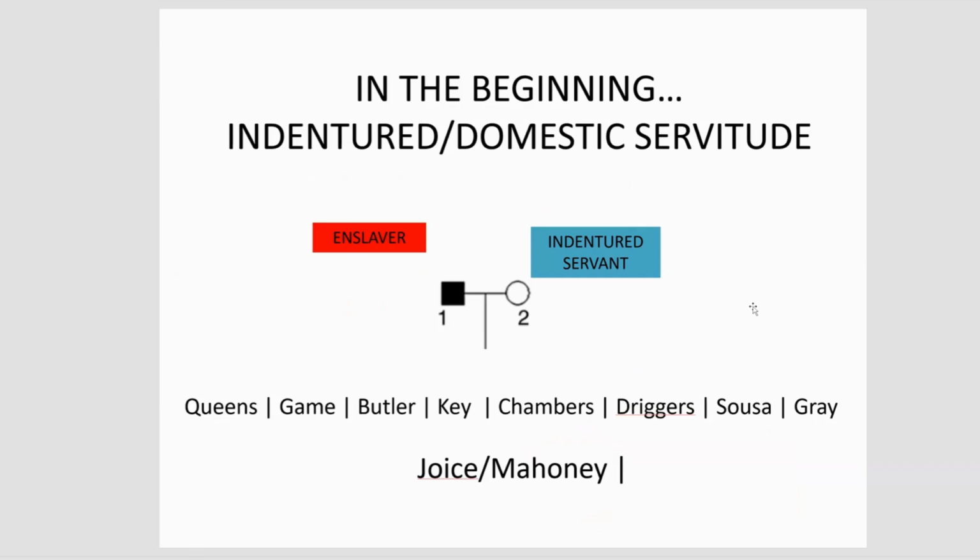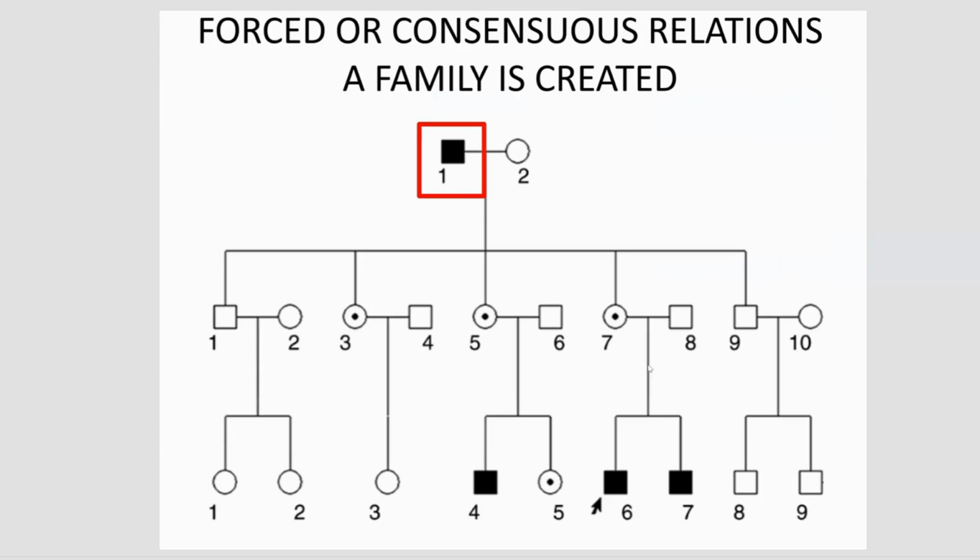So this is a chart and a view that I did when I was talking about indentured servants. And think about this. So we have indentured servants and then the enslaver. The indentured servant came here to work off a debt. But hey, they decide, I think this person's cute. I think I want to talk to this person. I think I want to have relations with this person.